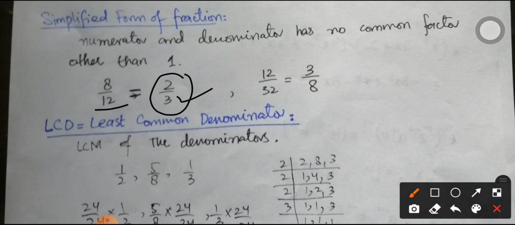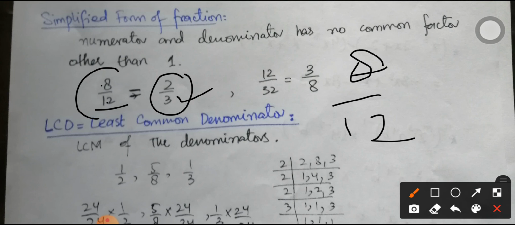There are two methods to find the simplified form of a fraction. The first is to find the highest common factor, or the GCF or HCF, of the numerator and denominator, and then divide the numerator and denominator by that number. Or we can simply simplify it step by step. For example, if we have 8 by 12, rather than dividing by 4, we can divide by 2. 2 4s are 8, 2 6s are 12.